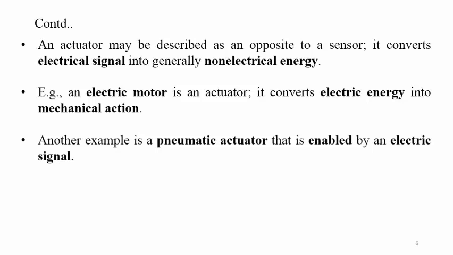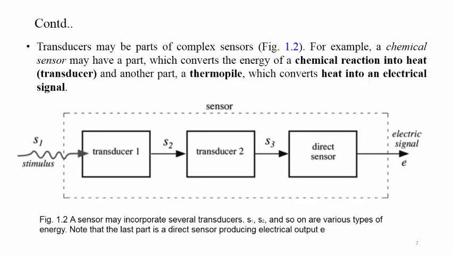One more example, a pneumatic actuator. In this case it is enabled by an electrical signal. Then this particular transducer may be part of a complex sensor, or it may consist of a series of transducers. In this picture we can see transducer 1 and transducer 2 blocks, and these two blocks are connected to the direct sensor.